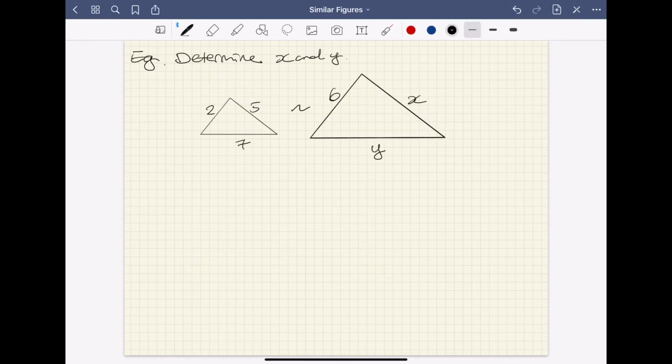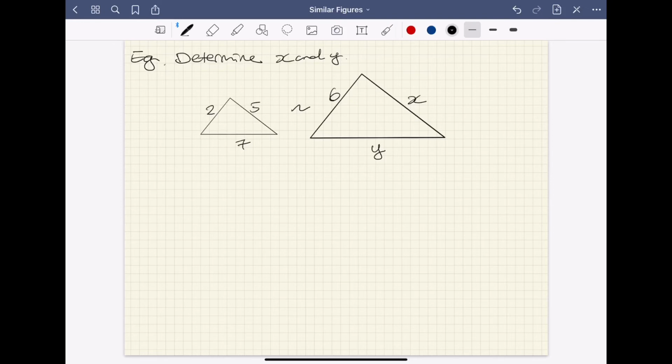Okay, let's do a few examples together. First example, the question asks you to determine the length of x and y. Given the question here, we can see that there is a squiggly sign. What does it mean? It means that the two triangles are similar. And we know that if the two triangles are similar, then the corresponding sides are proportional. So if we can find the corresponding sides and set their ratio equal to each other, then we'll be able to find the missing values.